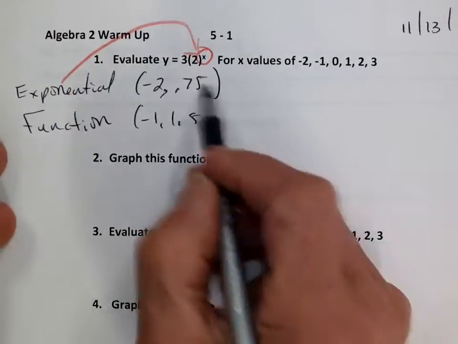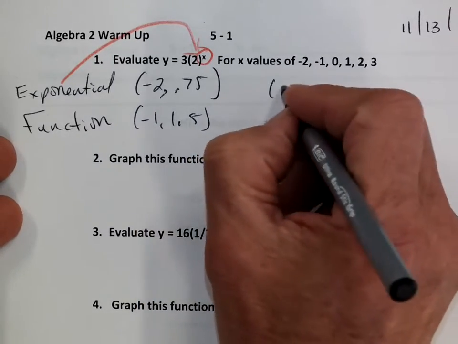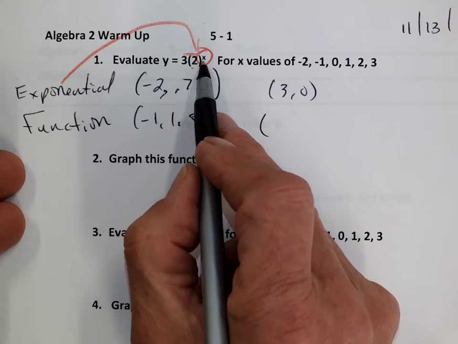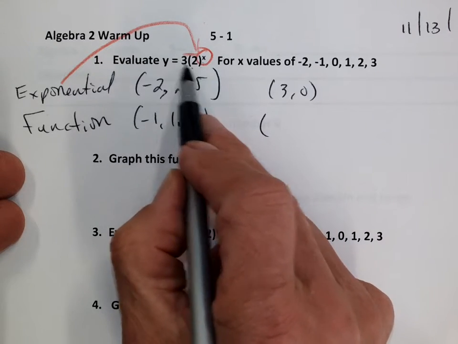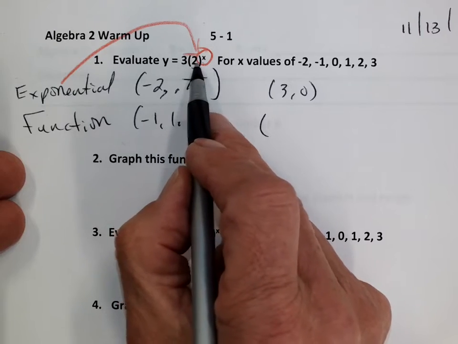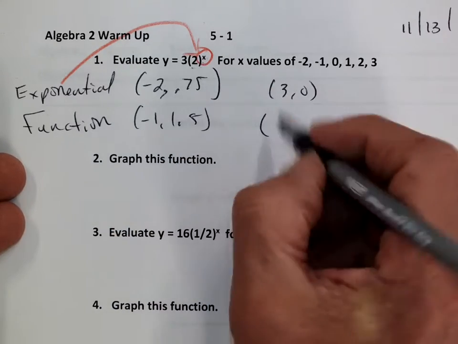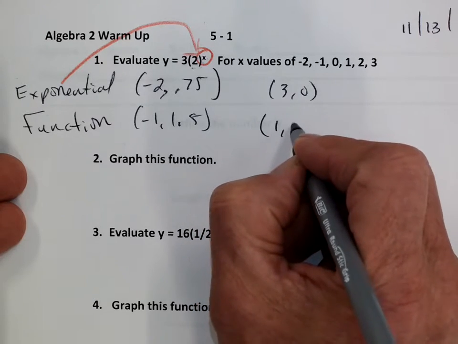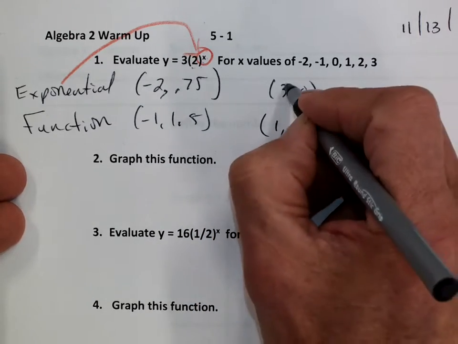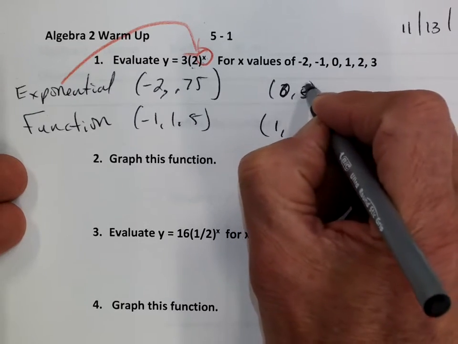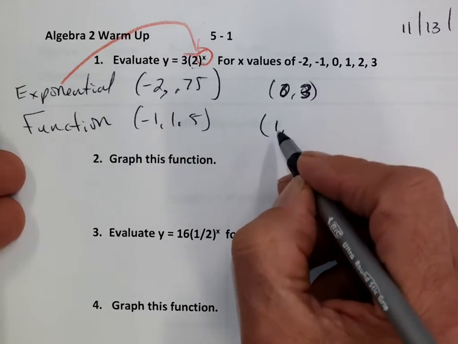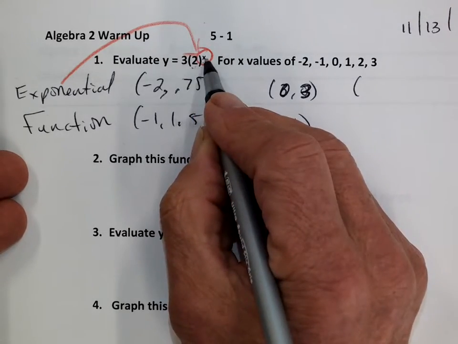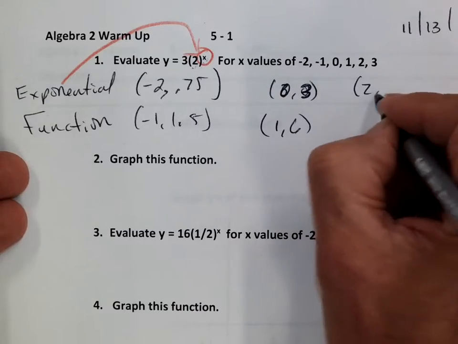Well, 0 is easy, anything to the 0 power is 1, so we get a point at 0 comma 3. Plug in 1, that's easy because 2 to the 1 power is 2. Oh, do not do this, 3 times 2, do not do that. 2 to the 1 power is 2 times 3 is 6. So you do get an answer of 1 comma 6. Oh, I did this backwards, 0, 3, my bad. It's Friday morning. And if I plug in 2, I get 2 squared is 4 times 3 is 12. So I get 2 comma 12.